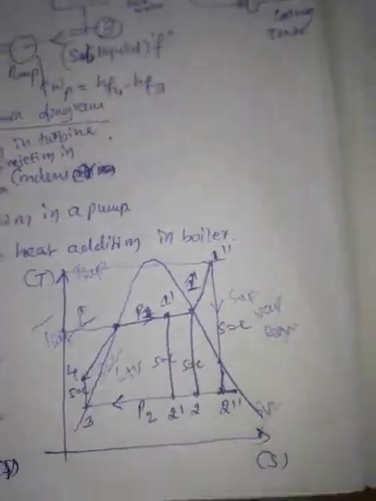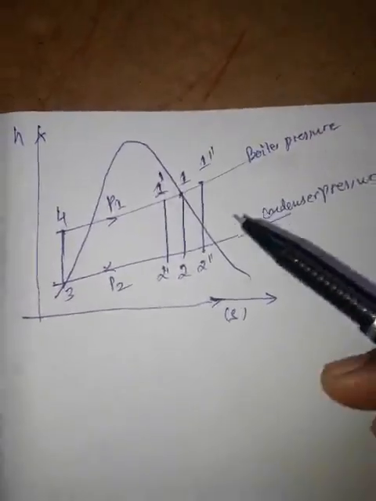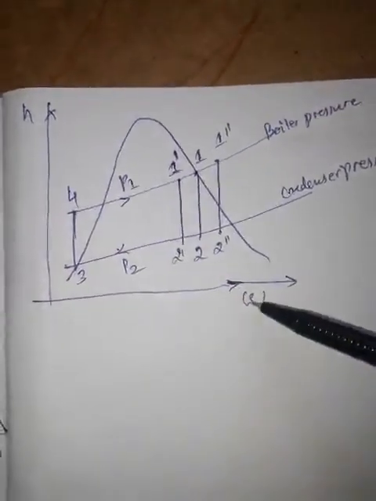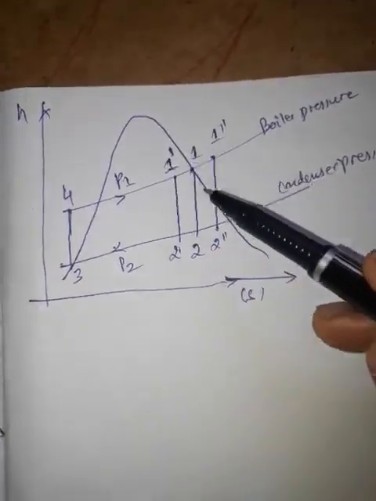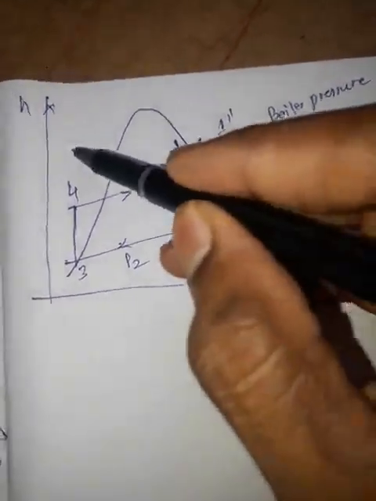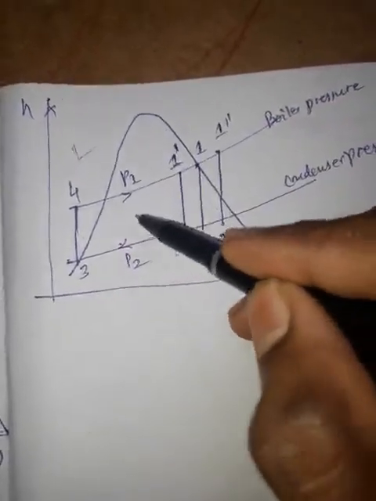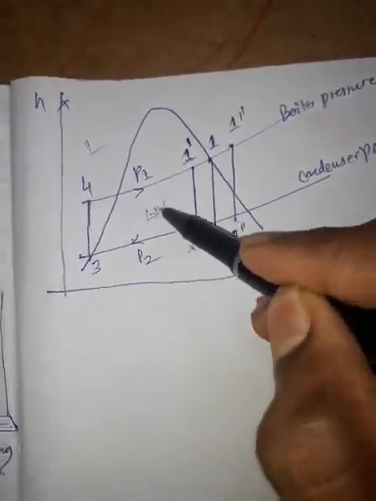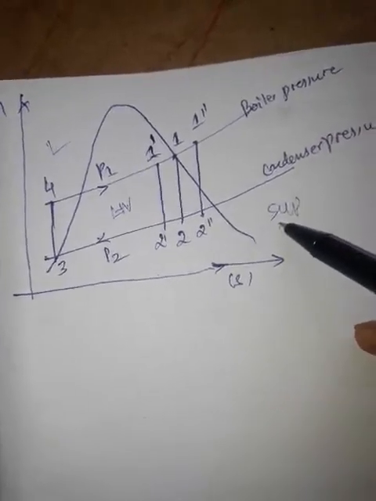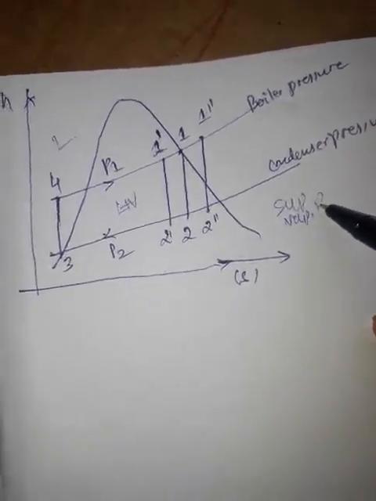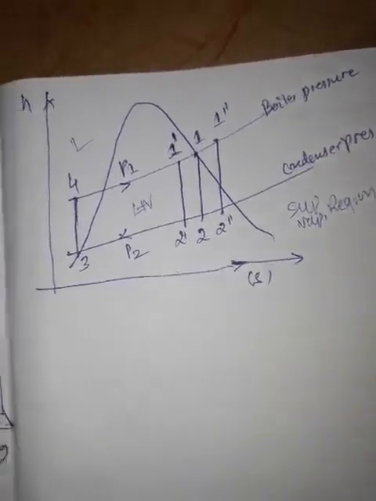Now let us understand the enthalpy entropy diagram. This is enthalpy, this is entropy. Here also we have the vapor dome. Here is the completely liquid region, here the wet region, the liquid plus vapor region. Outside this is the superheated vapor region.